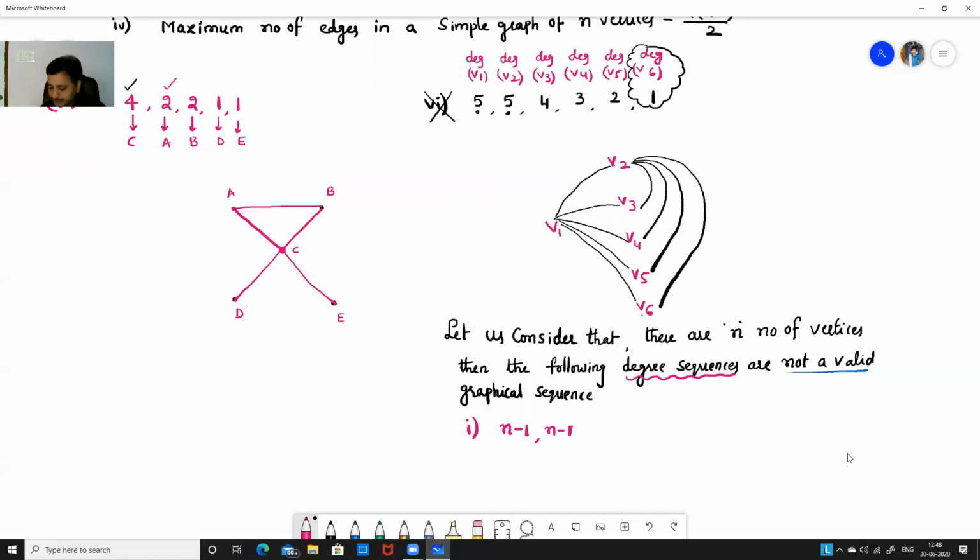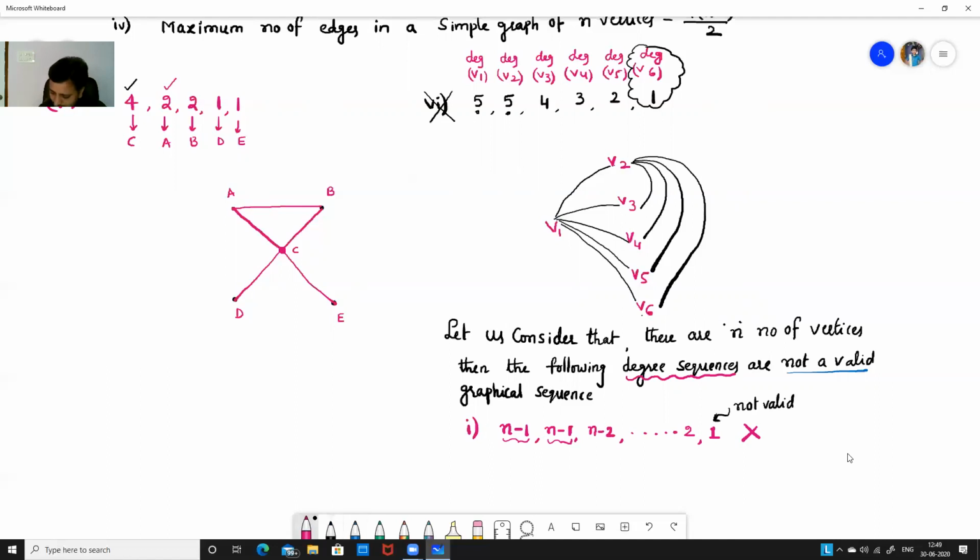Is it correct or not? Let it be n minus 2, and if I continue, maybe it is 2. I cannot find a vertex whose degree is 1. It is not possible. Because we already mentioned that there are 2 vertices having degree n minus 1. If 2 vertices have degree n minus 1, those 2 vertices are already adjacent to all other vertices. Then how can I get a vertex whose degree is 1? Therefore, it is not valid. Please understand clearly.